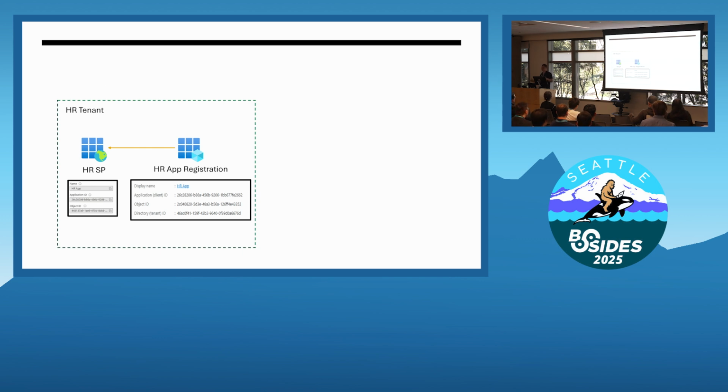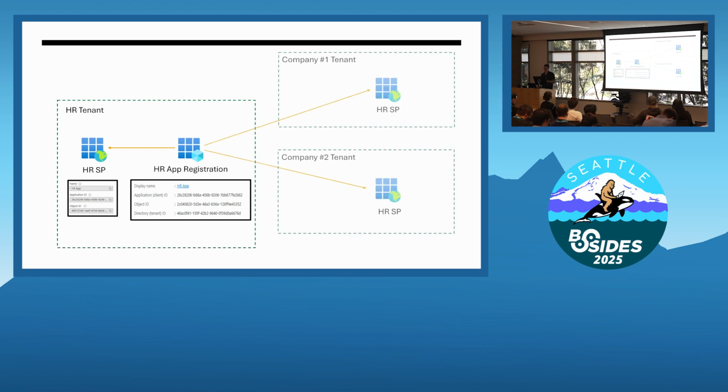Now, let's say, for example, you're an external company. You say, hey, this HR app has some useful functionality. We want it to be able to do things within our tenant. Well, easily enough, you can just provision other service principals for that same application in your tenant.